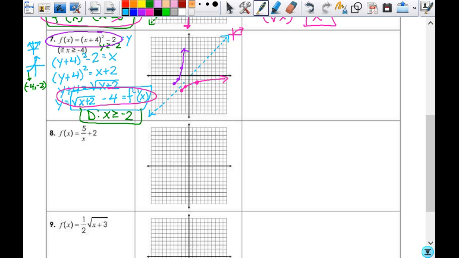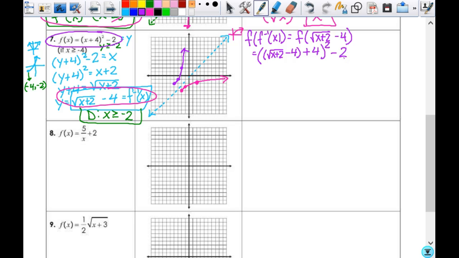What do we have to do now? Algebraically. We got this, right? So I need f of the f inverse of x. This is my inverse here. So I need f of square root of x plus 2 minus 4, like so. So that square root of x plus 2 minus 4 gets substituted into the f up here, and that's going to give me the square root of x plus 2 minus 4 plus 4 squared minus 2.